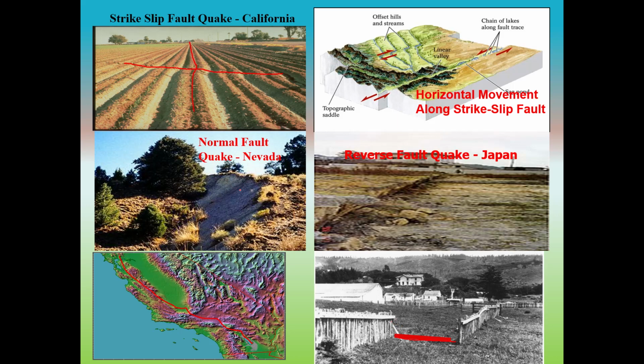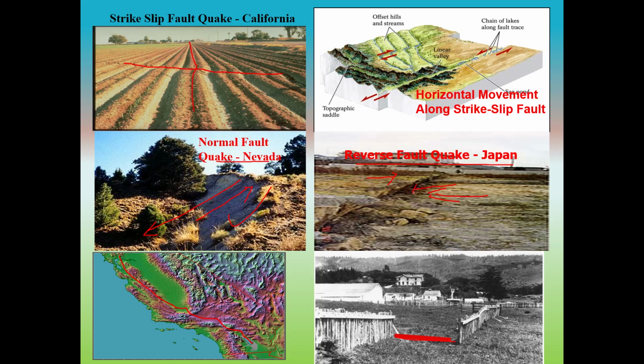Now normal fault, where one side is slipped down or forced up. The quake in Nevada, because of this also an earthquake has taken place. Or the reverse fault quake in Japan. The two plates are coming towards each other, continental to continental or oceanic to continental.